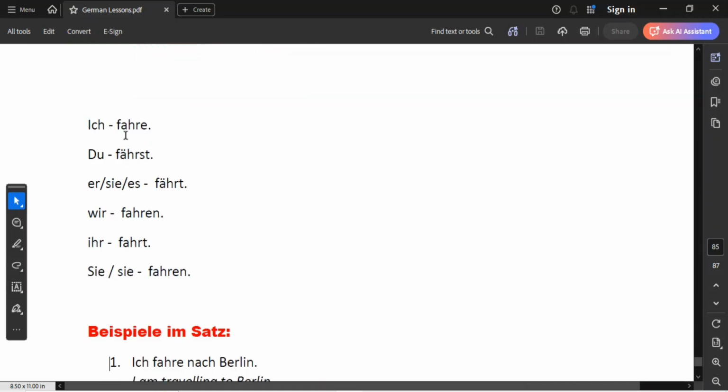Ich fahre, du fährst, er fährt, wir fahren, ihr fahrt, sie fahren. As you can see, there is a change of vowels here, whereby a is changing to ä, and the same case for er. So du and er, this is where a changes to ä. So conjugation: ich fahre, du fährst, er fährt, wir fahren, ihr fahrt, sie fahren.